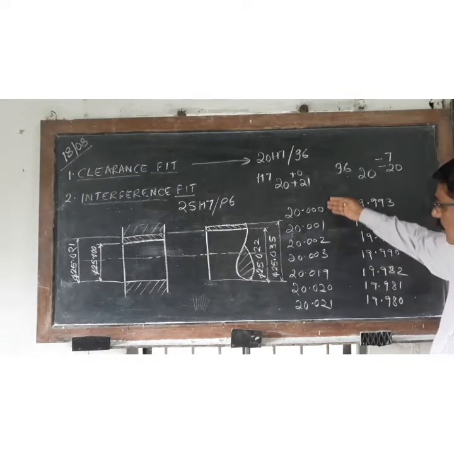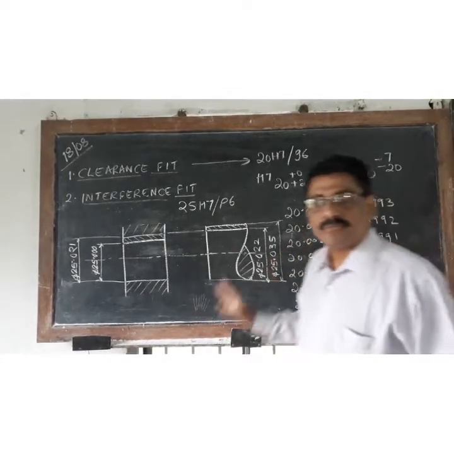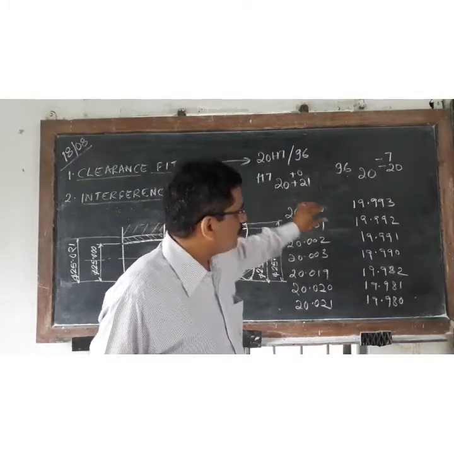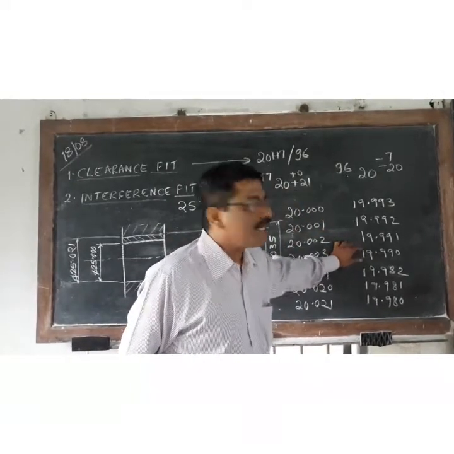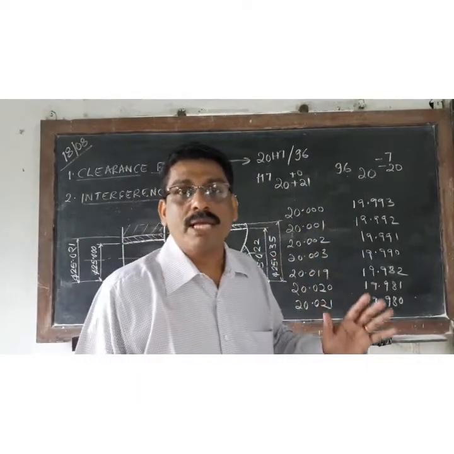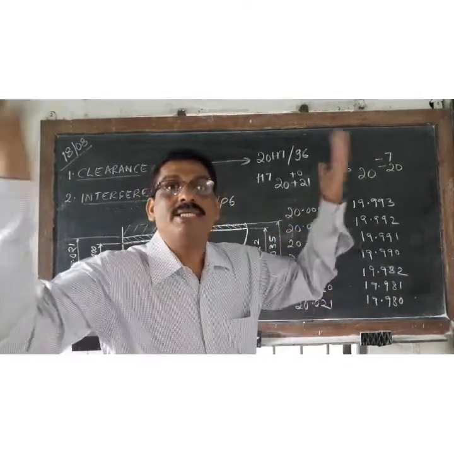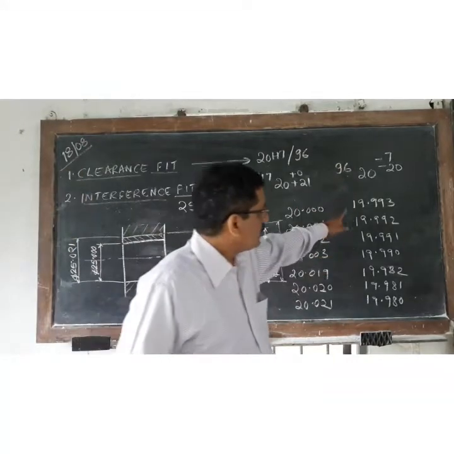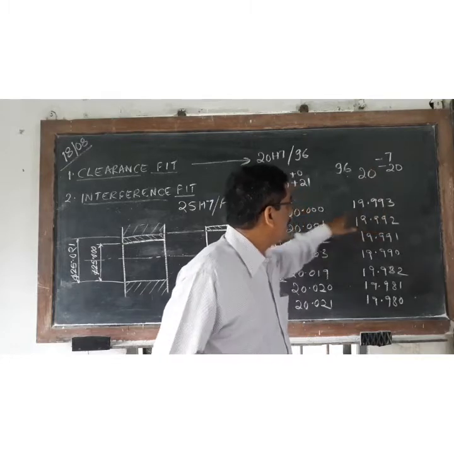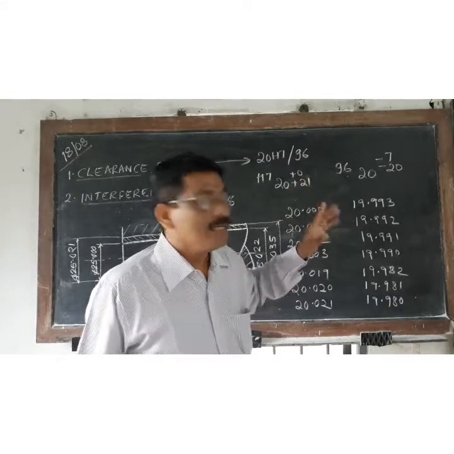So if you write the sizes, you can do any combination of these. On the hole, you can do 20, and on the shaft you can do 19.99. But everywhere, the tolerance zone of the hole will always be above the shaft. You see, 19.993 it starts. Minus 7 means 19.993, so directly it becomes 0.007 clearance. Got it? So it is above.